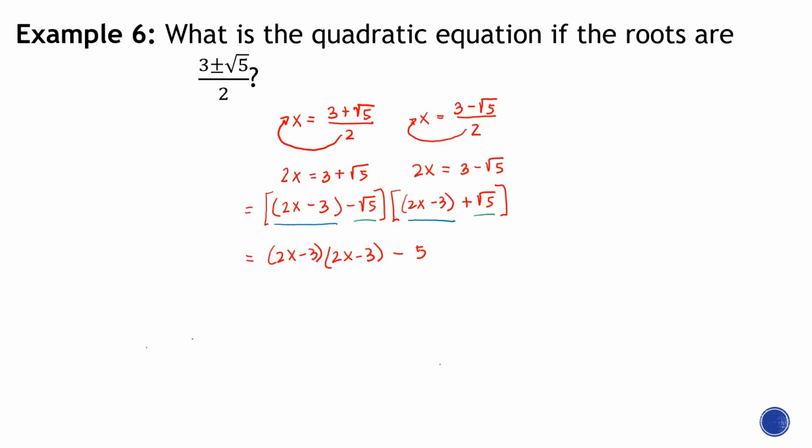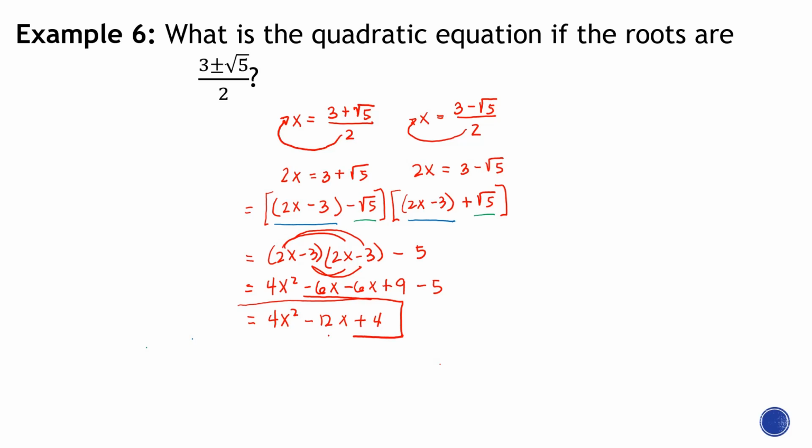Okay, so this will be equal to 2x minus 3 times 2x minus 3 minus 5, right? Square root of 5 times square root of 5 is 5. And then equals, use the FOIL method now, 4x squared, this is negative 6x, minus 6x plus 9 minus 5 equals 4x squared minus 12x, they have the same sign, so you will add them, plus 4. 9 minus 5 is 4. So this will be our answer. Okay, let's go to the next example.